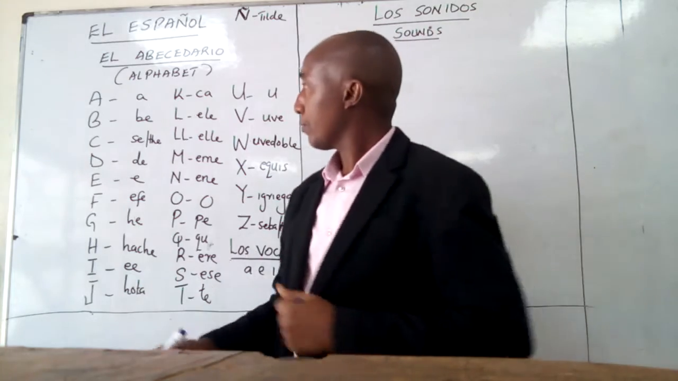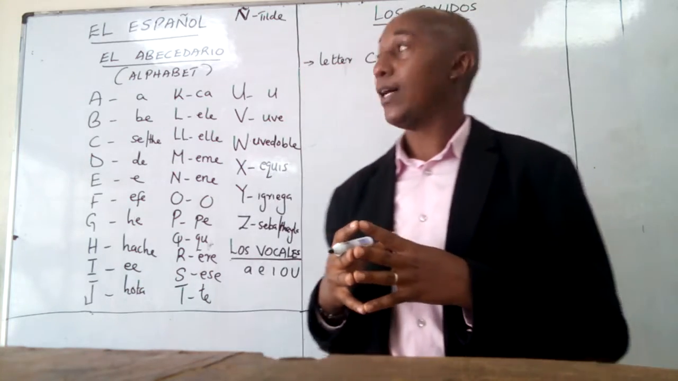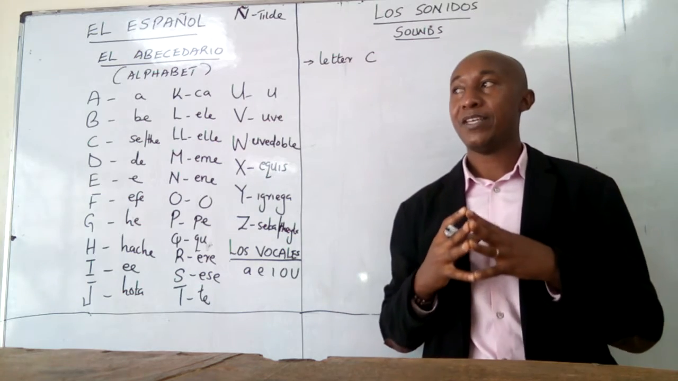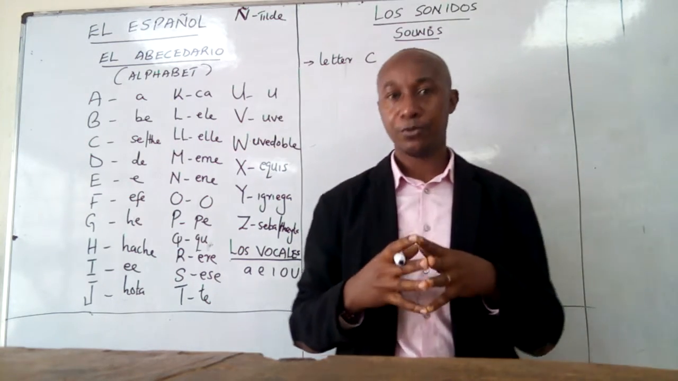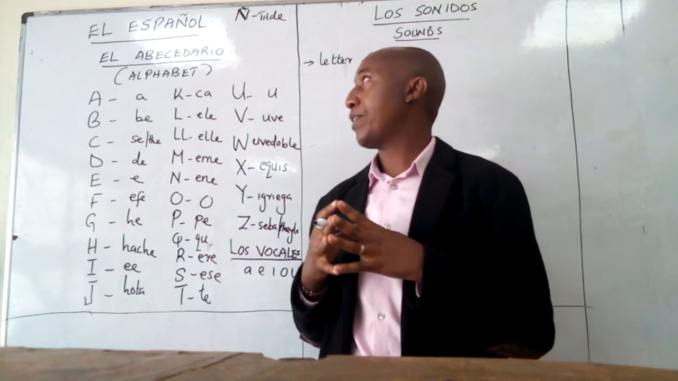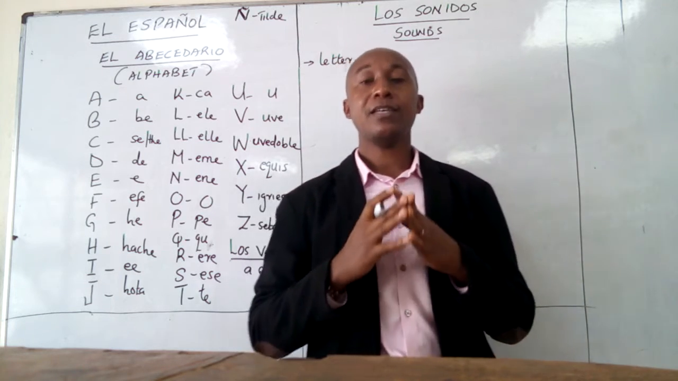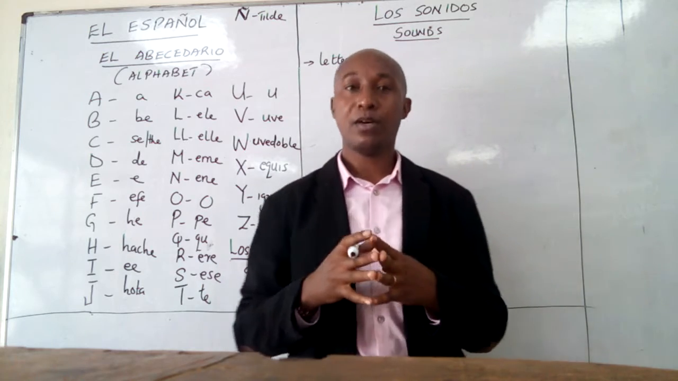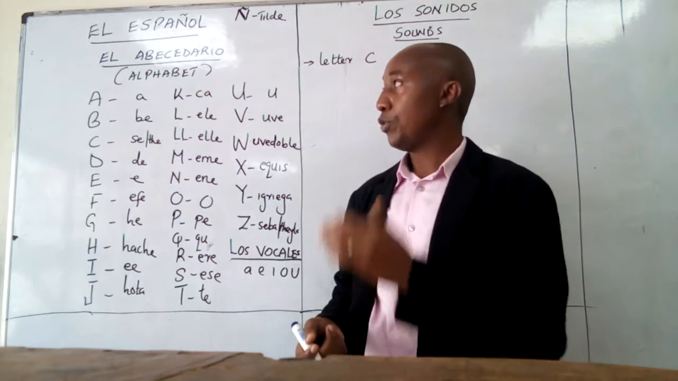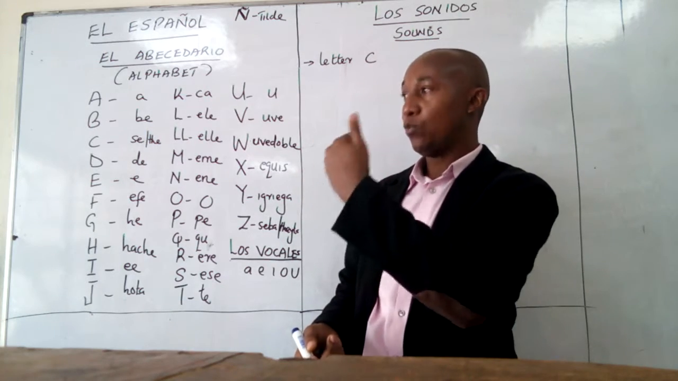So today, I'll be taking you through what we call el abecedario. So remember we have different versions. In Spain they say abecedario one way, and in the South American continent they say it another way. So the difference is where we have letter C. So we're going to see where the difference comes in and why.